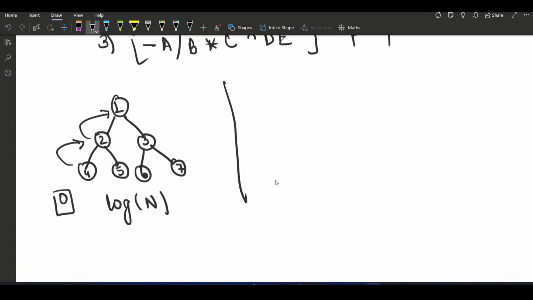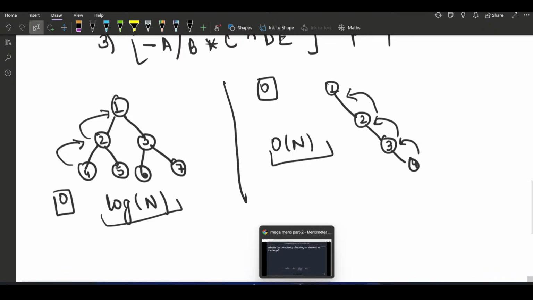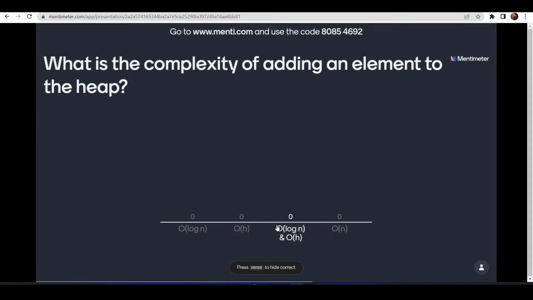And if we consider the example where it is not balanced, suppose it is a skewed heap, in that case the height will be clearly equal to the number of nodes. So again considering the same example, 1 2 3 and 4, and now we have to insert the element 0 here. So again we have to move through all the positions, and here the height is equal to the number of nodes, so it will clearly be O of n. So here we have two complexities, that is O of log n and O of n. So that's the answer here, that is O of log n and O of n.